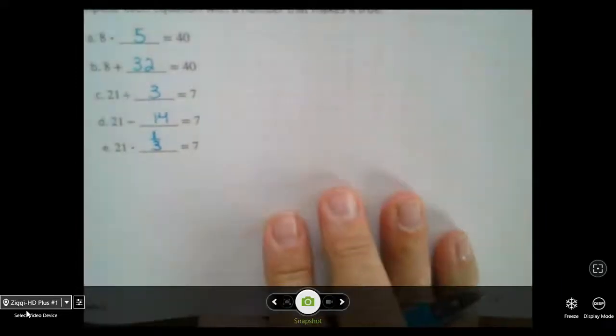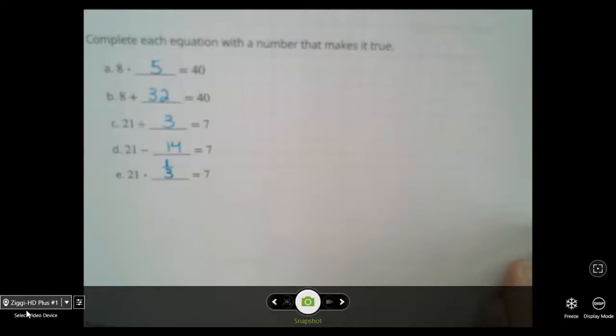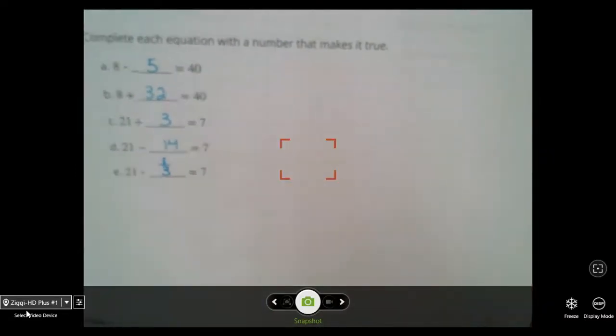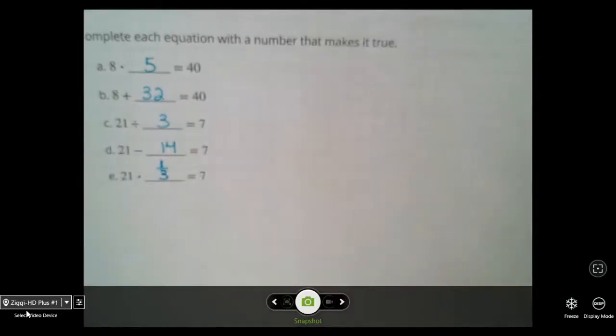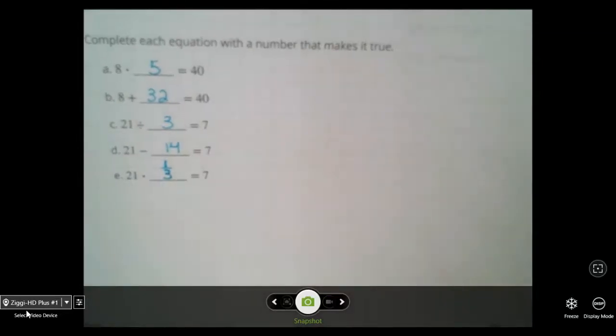And then the last problem, 8 times 5 is 40. 8 plus 32 is 40. 21 divided by 3 is 7. 21 minus 14 is 7. And 21 times a third is 7. All right, because 21 divided by 3 would give you 7. So dividing by 3, multiplying it by a third, the same process. All right, that was lesson 2 practice.